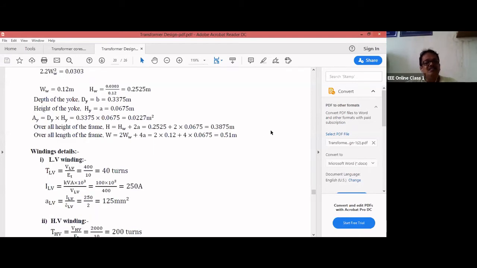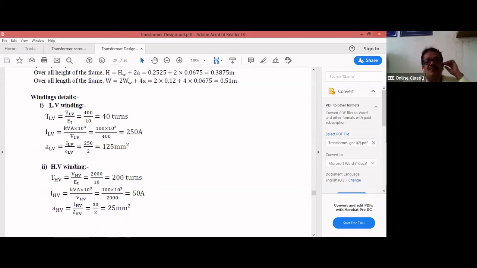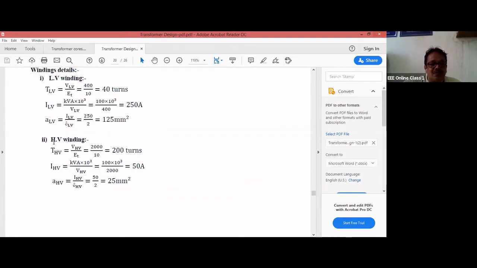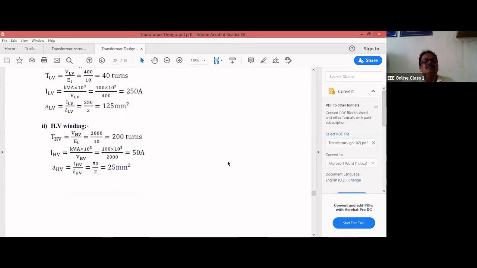This is the overall dimensions. Then what you have to calculate? You have to calculate the winding details. You can use the same formulas here for LV, 400 by 10, and you can find the number of turns. Likewise, you can find the current in the LV winding and the area of cross section. Delta LV is given as 2. Likewise, find out for the HV winding. For high voltage, you put 2000, it is 10, and you can find it. You can find out the LV winding details and HV winding details.